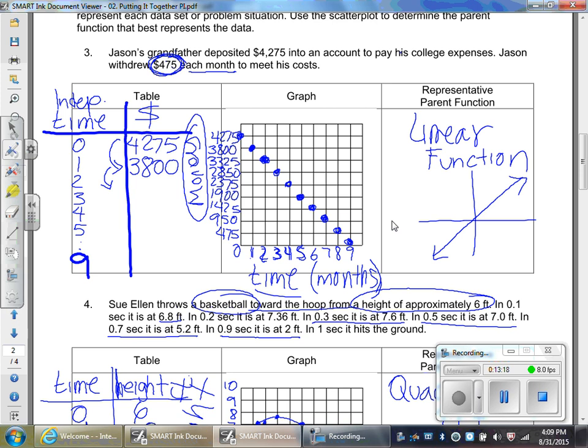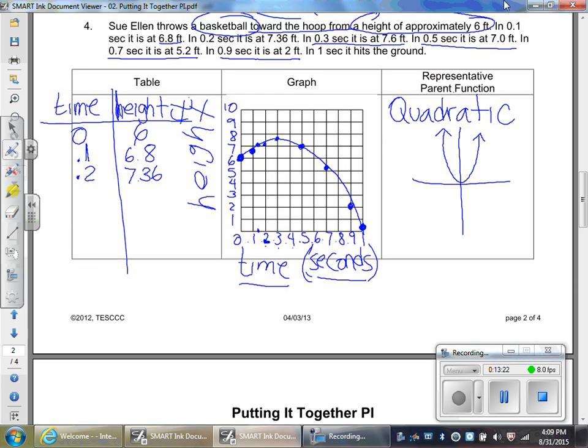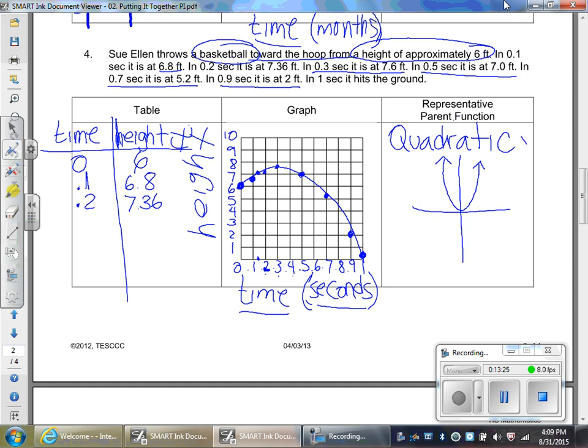So going back to problem number 4, the representative parent function is quadratic. It does look like a parabola, and I know that it is missing a little part of it here. It doesn't look exactly like a parabola, but we need to consider the independent variable, which is time in seconds. And so the domain of this problem will start at time 0. We cannot discuss negative time. So even though you might think that it's missing a little part here, it's okay. It can still have the same parent function as any other quadratic function.